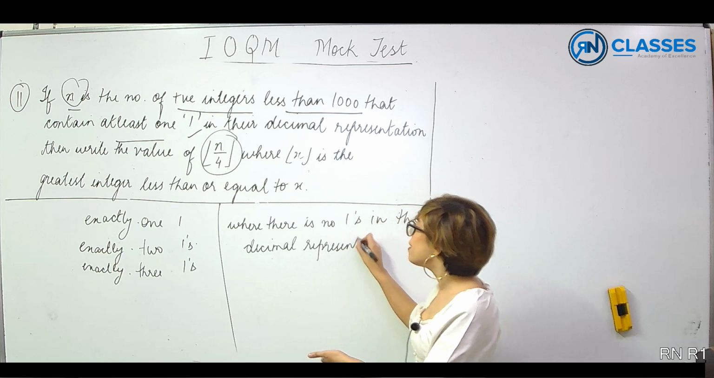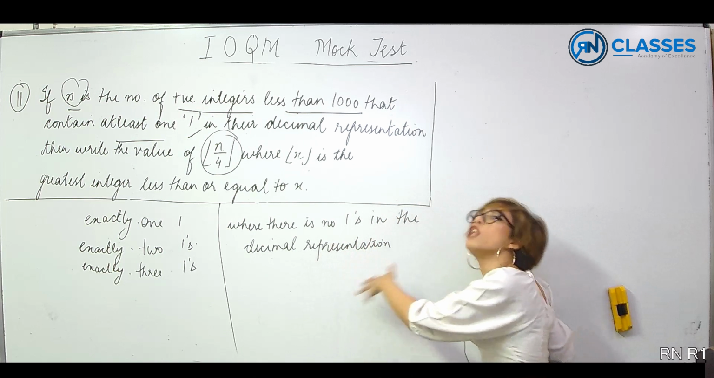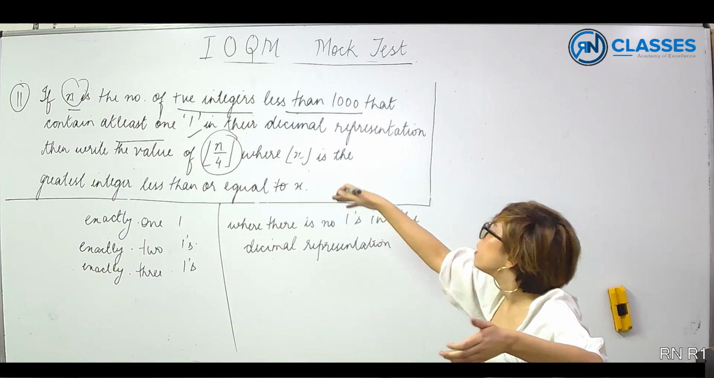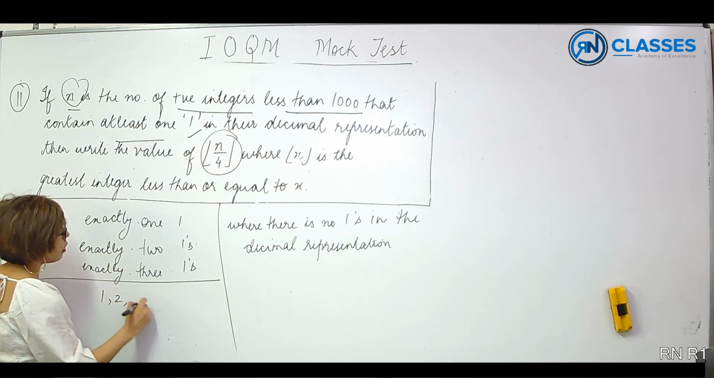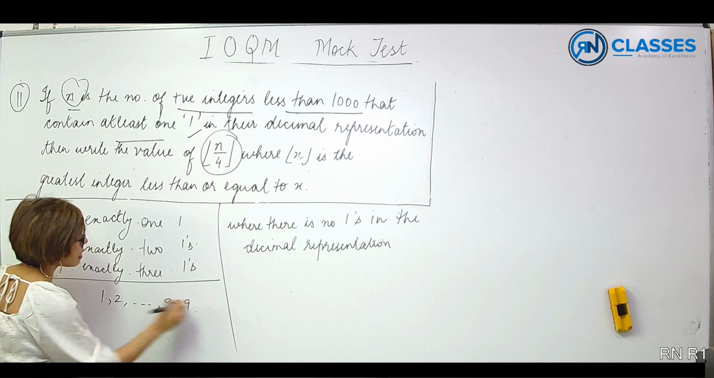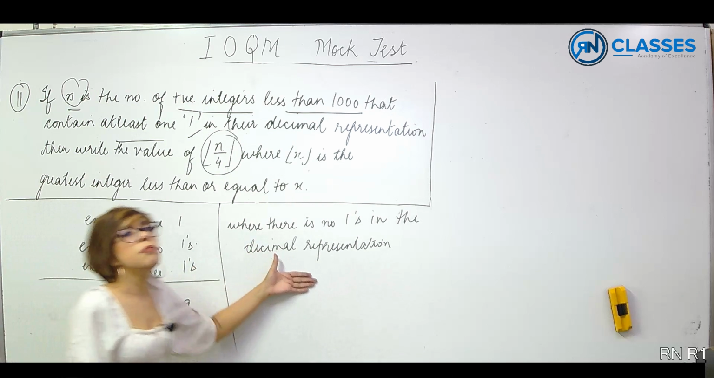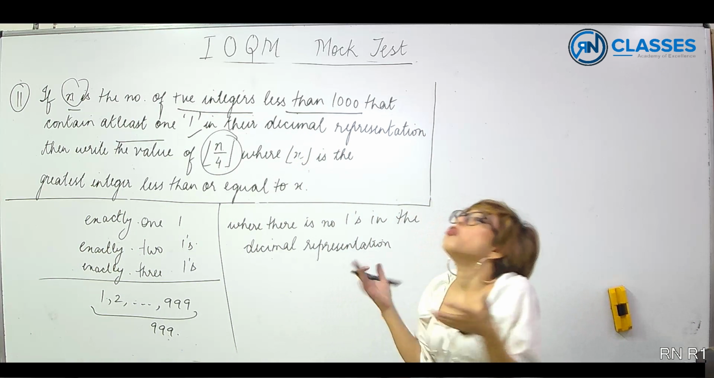Now, don't you think this is much easier to find out? If I can find this, I'll subtract it from the entire set of numbers. He says numbers less than 1000, so I am considering the numbers 1, 2, and so on to 999. How many numbers are there? 999. From this, if I subtract these numbers, I will satisfy the condition. Now, he says 1 should not be there.